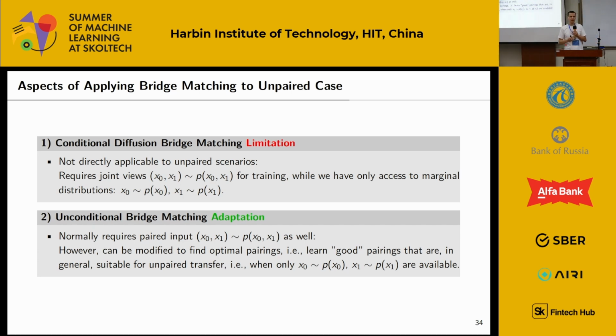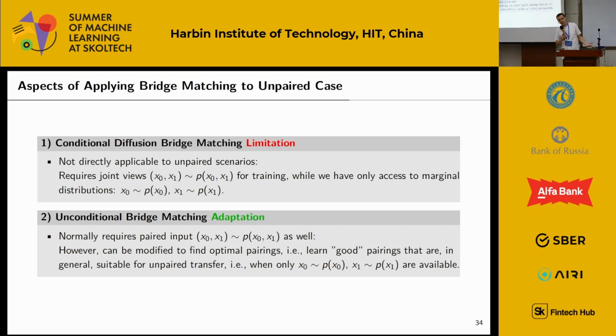First of all, conditional bridge matching models. Can they be applied? Well, no, as we already discussed, because in conditional bridge matching, you need to have pairs. Here in the unpaired setting, you do not have pairs, so you cannot apply a conditional model, unfortunately. Secondly, unconditional models. Can they be applied?